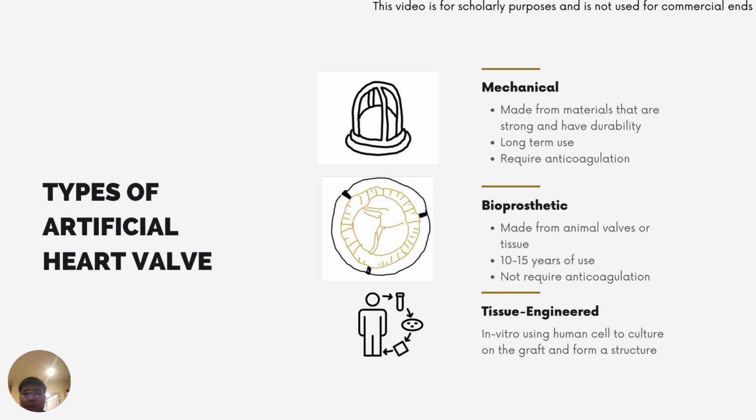Next, the bioprosthetic heart valve, which may be made from an animal valve or part of animal tissue with a strong and flexible material. The lifetime of this type is approximately 10 to 15 years, without the need for anticoagulation drugs during or after the implant.